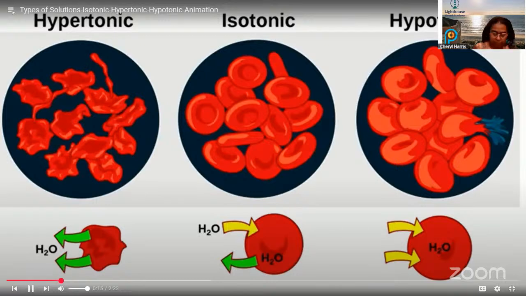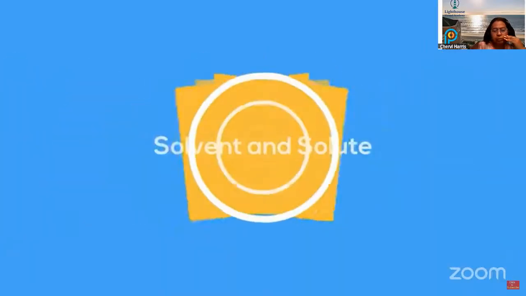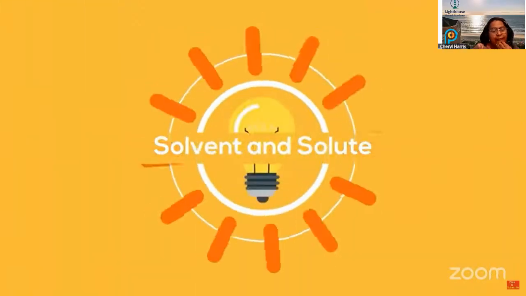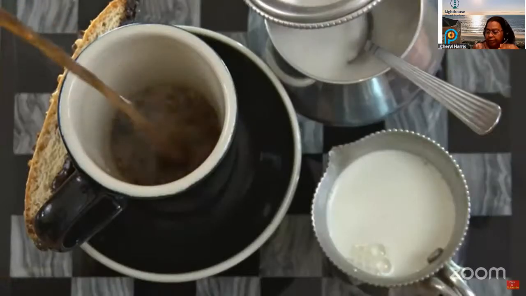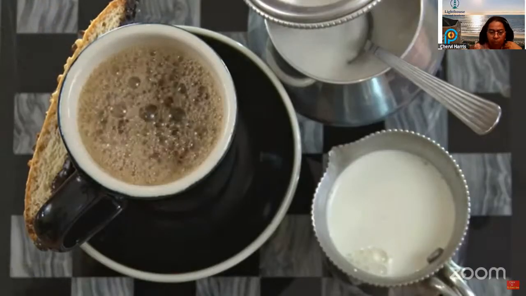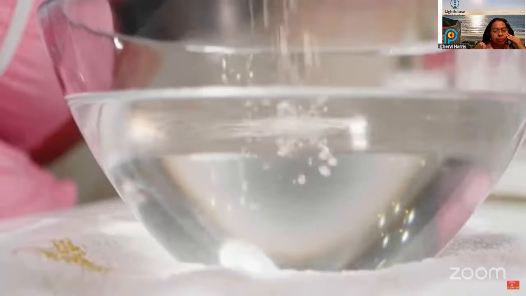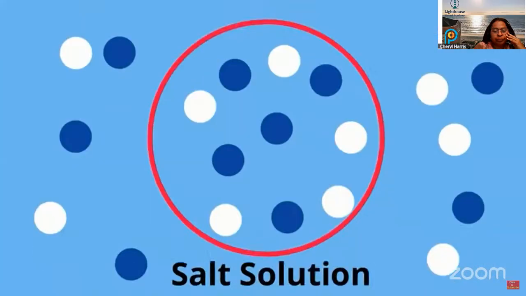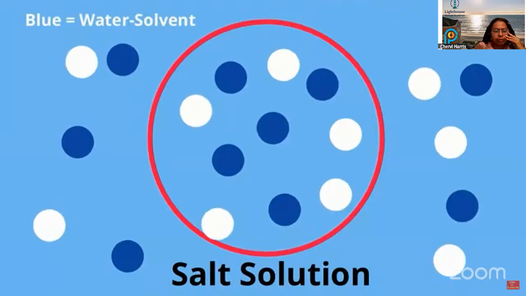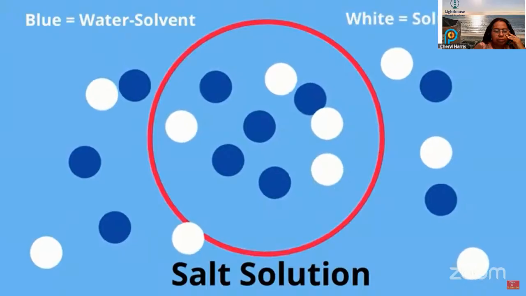Let's figure out why sometimes the red blood cell stays the same, sometimes it shrinks, and other times it swells. To begin with, it'll be helpful to know the difference between a solvent and a solute. Let's look at coffee. The solvent is what the solute is dissolved into. The water is the solvent, and the cream, sugar, and coffee are the solutes. Now, in our example, we're going to use salt water. In the example, the blue circles is the solvent, water, and the white circles are the solute, salt.